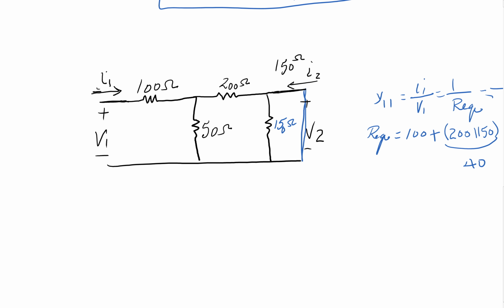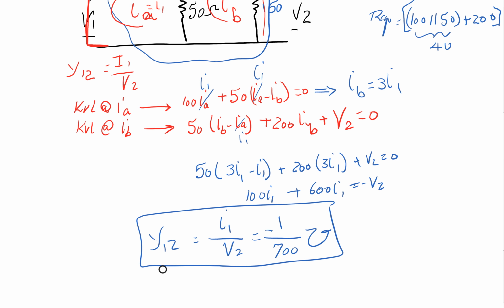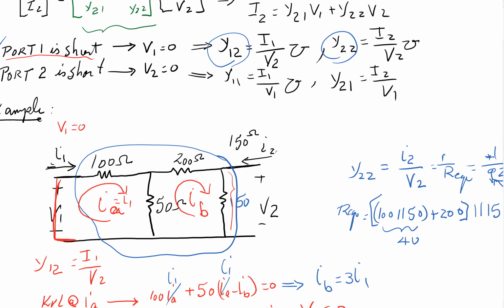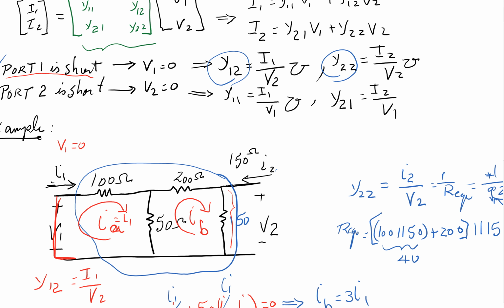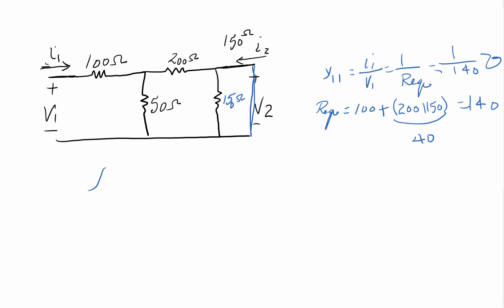Okay, and the next part we have to do: so far we've found 3 of the 4 parameters. We found y11, we found y12, and we found y22. So the only thing we have left to do is y21. So let's go try to do that. So we are looking for y21, which is I2 over V1.